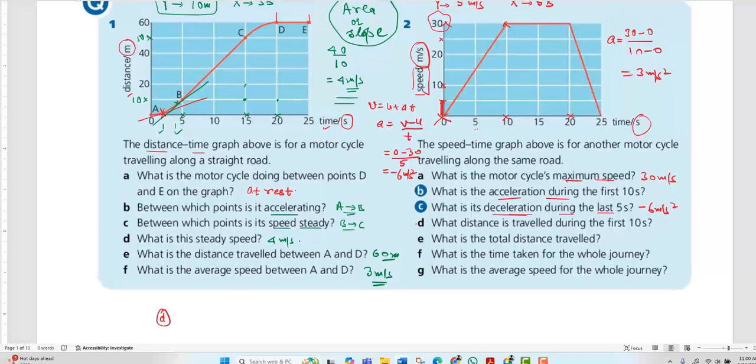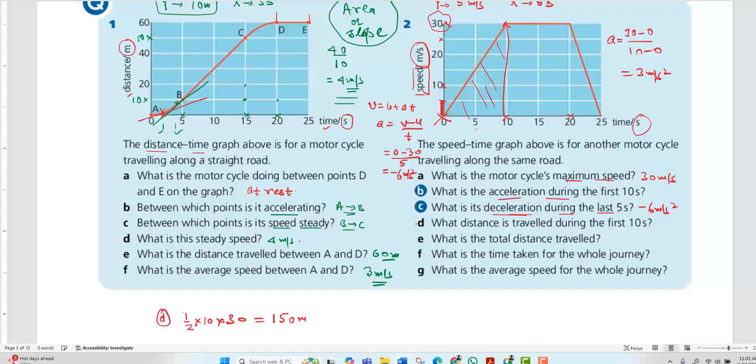Okay. So what's the area under this graph? The area for this up to 10 seconds. 30 times 10 times 1/2. Sorry. So this is a triangle. Half into base into height. 150 meters.